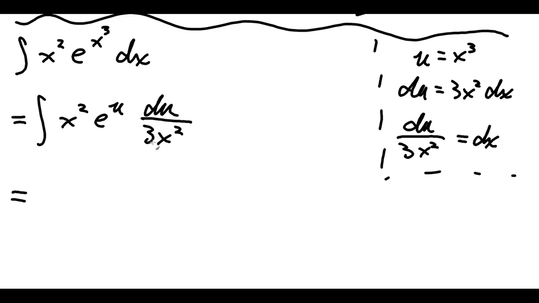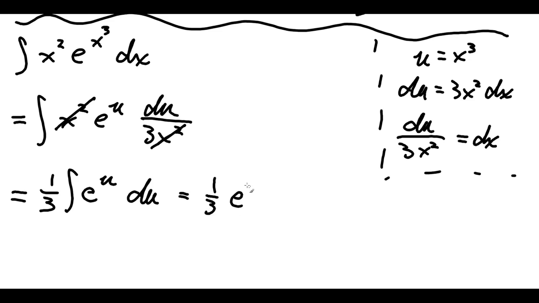We have a division by 3. We can pull that out front as a 1/3. This x squared and that x squared, divided by x squared is 1, so those basically cancel, and we're left with an e to the u du. And then the rest of this works out the same, right? A third e to the u plus a constant, so that is 1/3 e to the x cubed plus a constant.